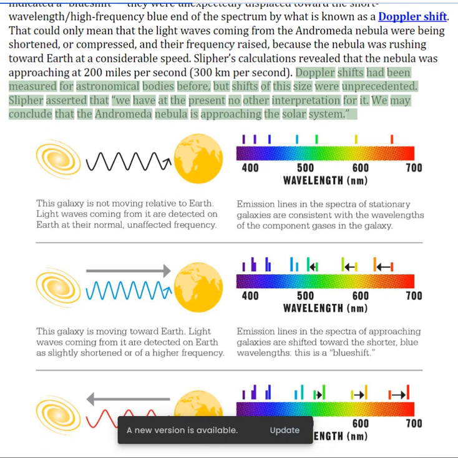Doppler shifts had been measured for astronomical bodies before, but shifts of this size were unprecedented. Slipher asserted that "we have at the present no other interpretation for it. We may conclude that the Andromeda Nebula is approaching the solar system."